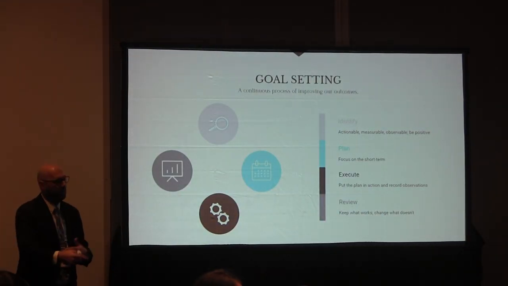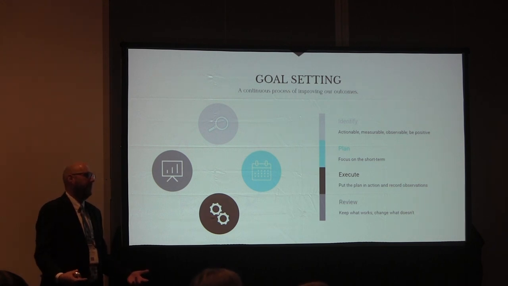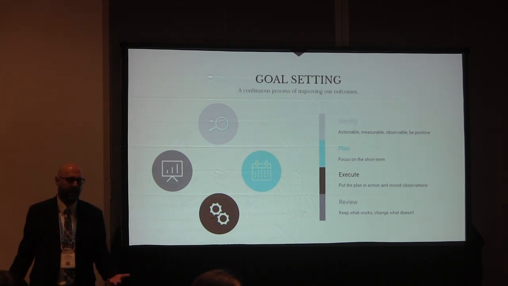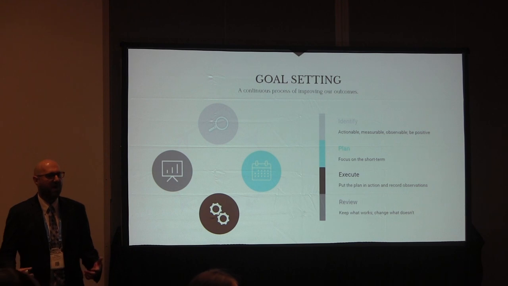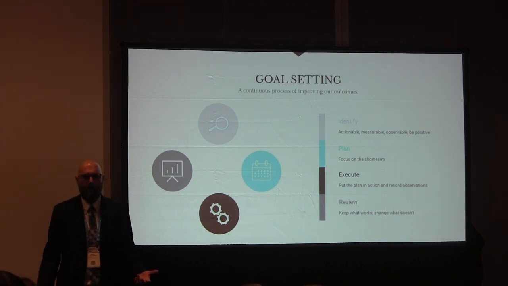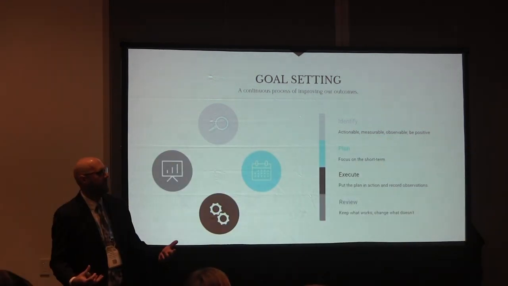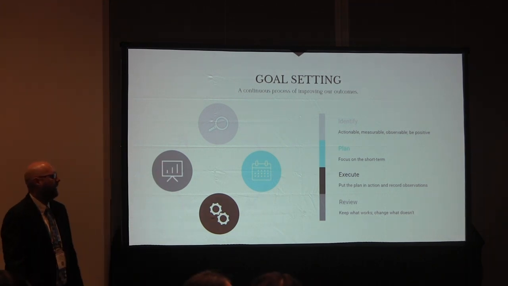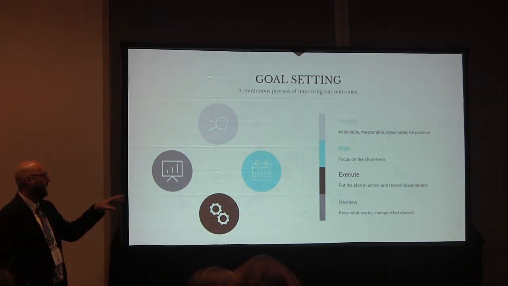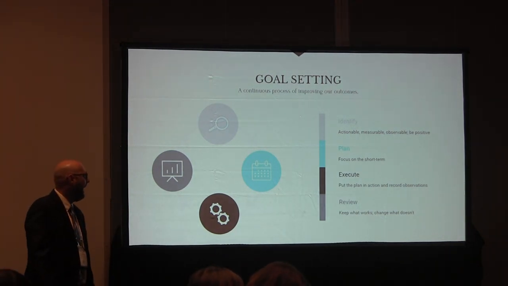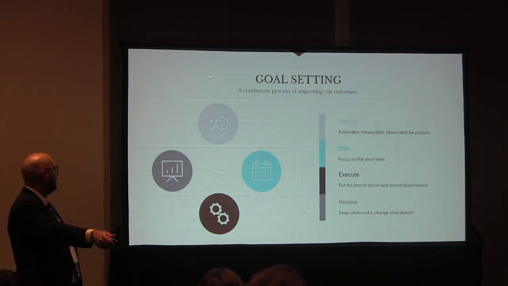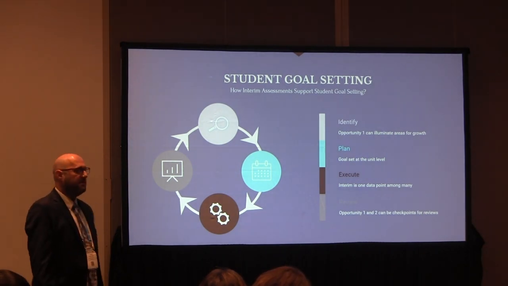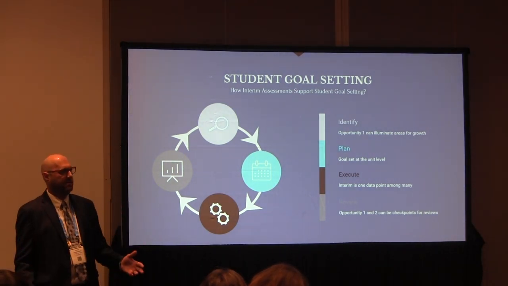So when I start reading my next book, maybe that's my new plan. I'm not trying to read 30 minutes every night. I'm trying to read 2 hours, 2 or 3 nights a week. Right? So I'm keeping what works, and I'm changing what doesn't. And then it's back to identify, adjust, plan, execute. How does that work with all of this interim stuff?